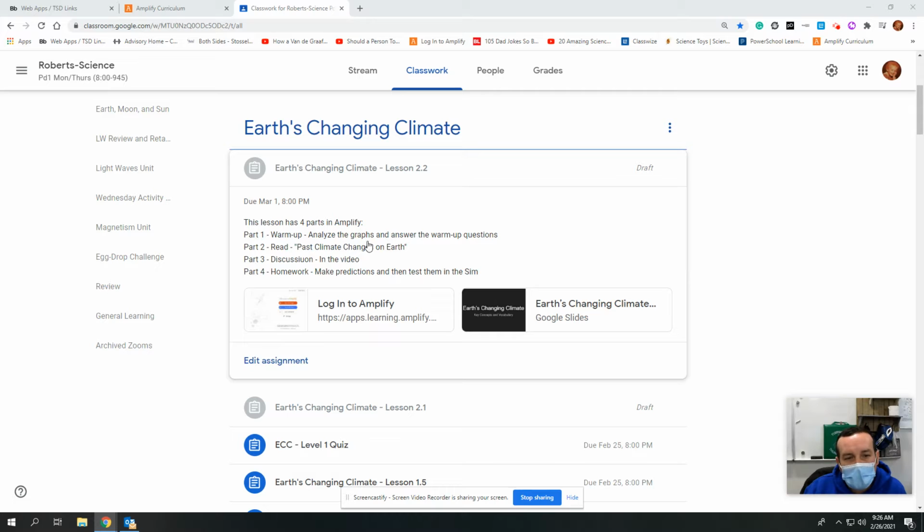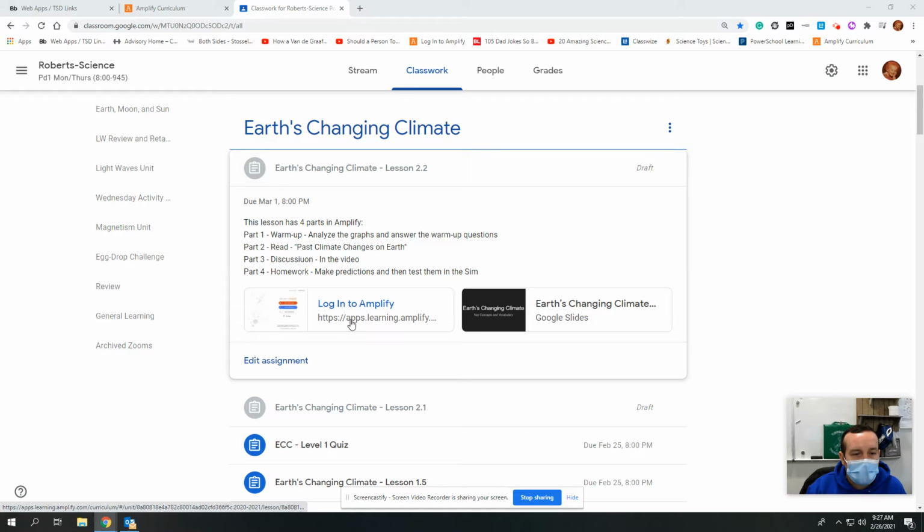Part 1, analyze the graphs and answer the warm-up questions. Part 2, you're going to be reading an article, Past Climate Changes on Earth. Very interesting article. You're going to read about times where there were alligators in the Arctic. You're also going to read about times where the entire planet was covered in ice. We're going to have a little discussion in the video, and then in the homework, you're going to make some predictions based on the information you have. Then you're going to test those predictions in the sim.